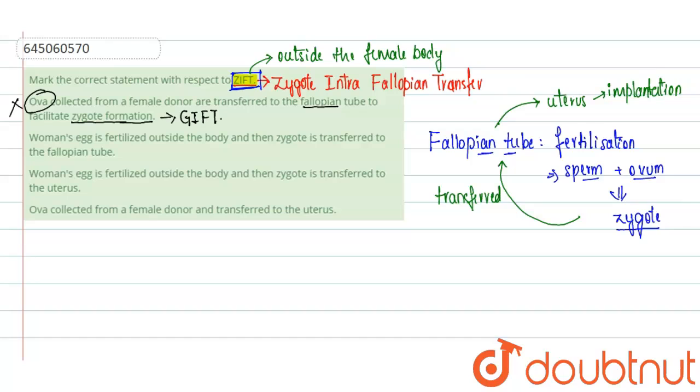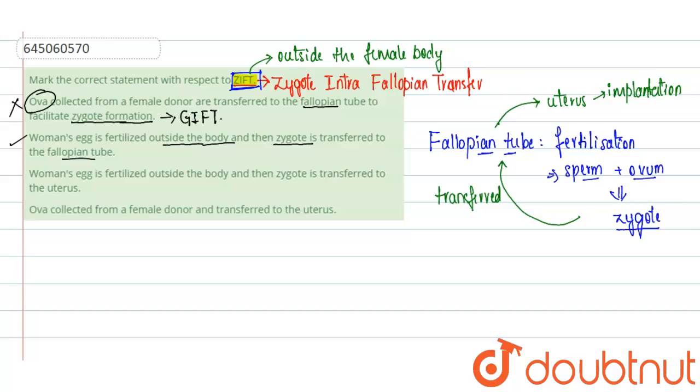And now let us see the second option, that is woman's egg is fertilized outside the body and then zygote is transferred into the fallopian tube. So this is what we discussed about the zygote intrafallopian transfer. So this is the right answer. Let us see the remaining options.